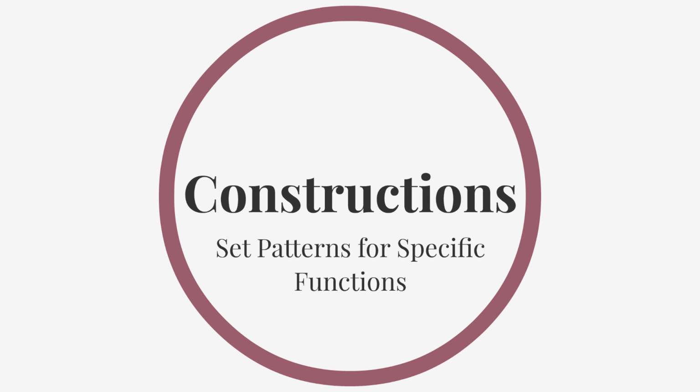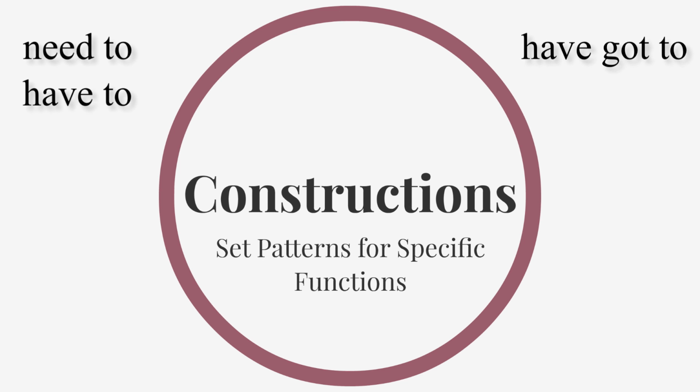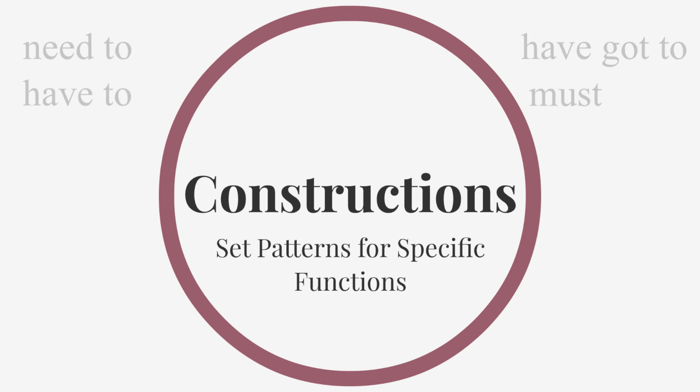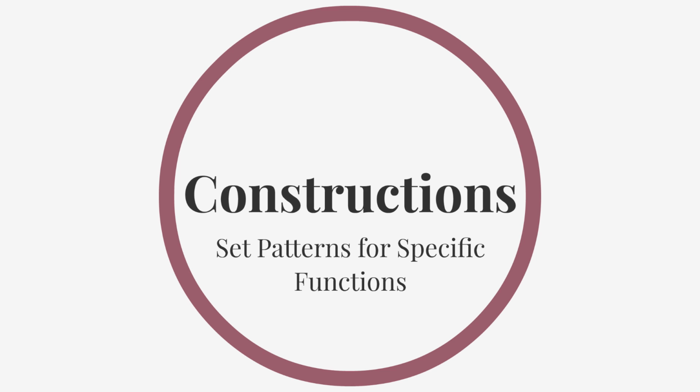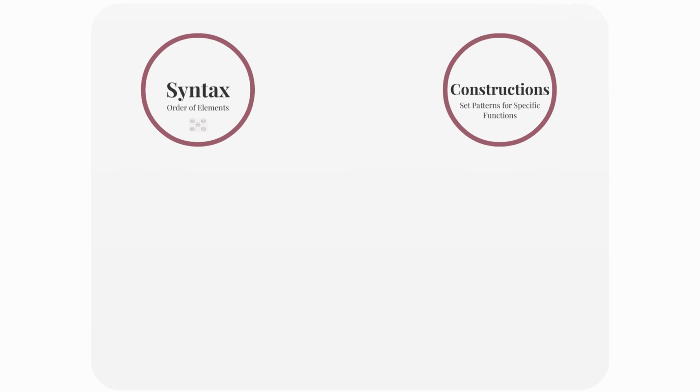For example, we can express need in English in several ways. I need to, I have to, I've got to, I must, and so on. These are set patterns, and there will be a finite number of functions represented within each language. That concludes our overview of the 12 components within the structure or grammar of a language.